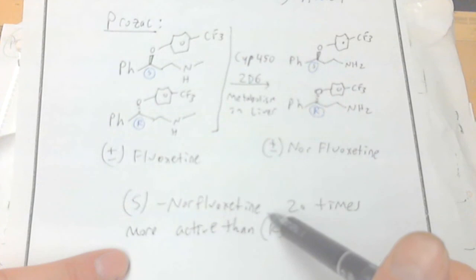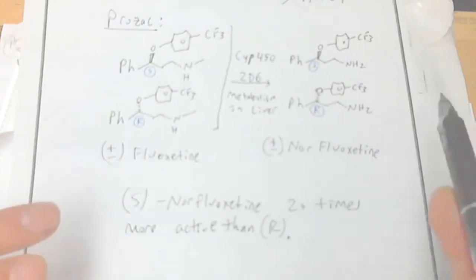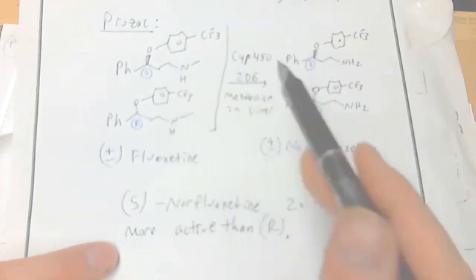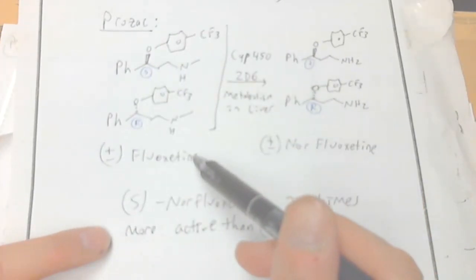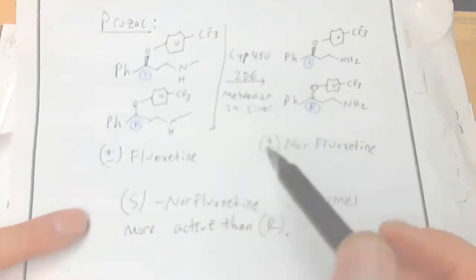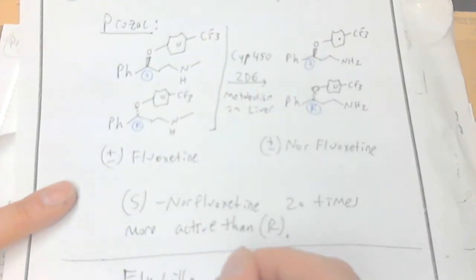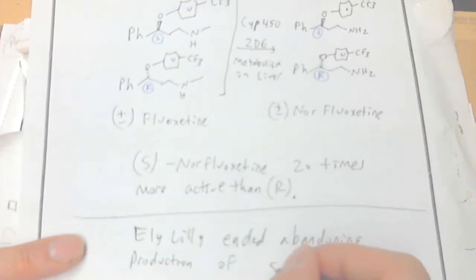And in the end, the drug company didn't do it. That was kind of an interesting thing. They decided against it. They just decided to market the racemic mixture. Eli Lilly ended up abandoning that. There may be more reasons why they abandoned it. Production of S-fluoxetine.